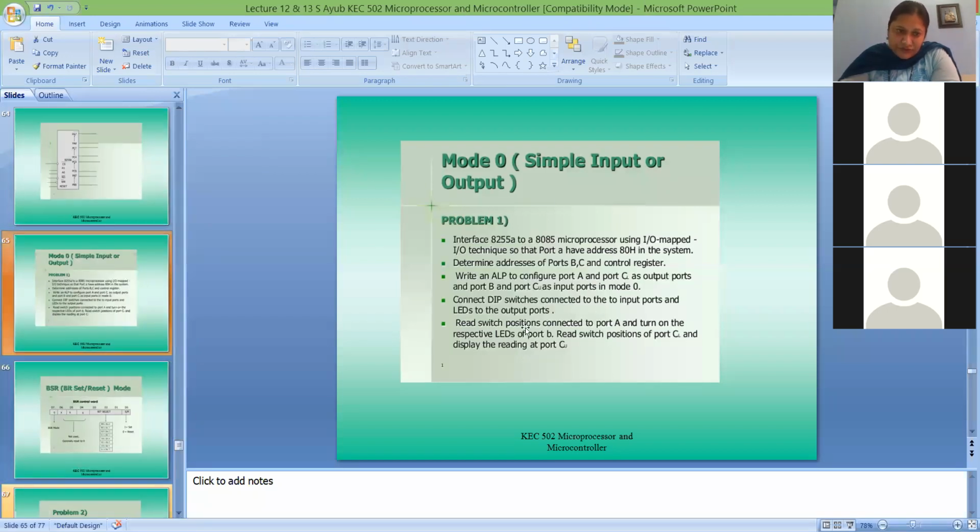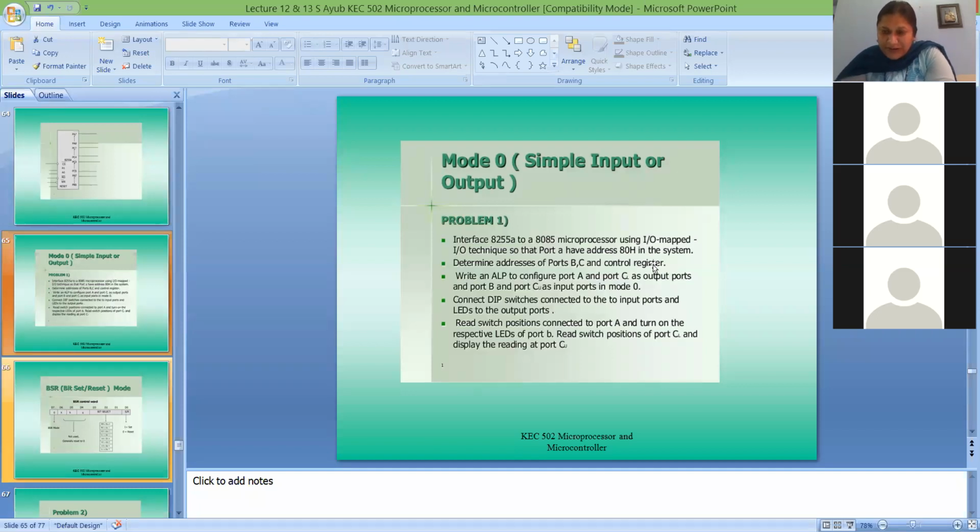Now, what is the problem asked to you? Interface 8255 to the 8085 microprocessor using the input output map technique, so that the port will have address 80 in the system. We have seen the input output map technique. Do you remember the input output map technique? What is it?